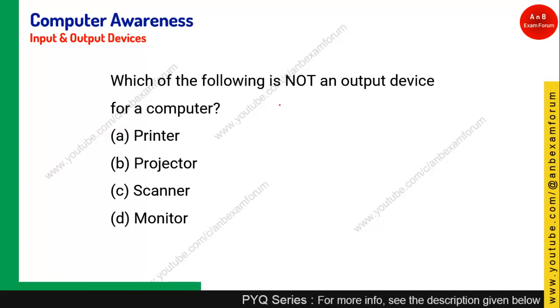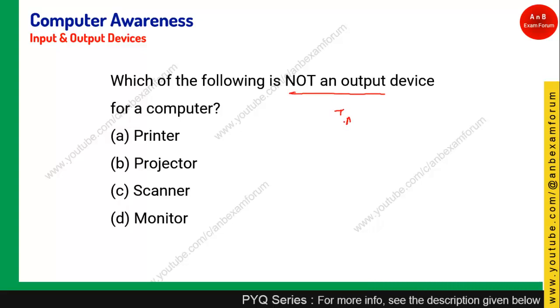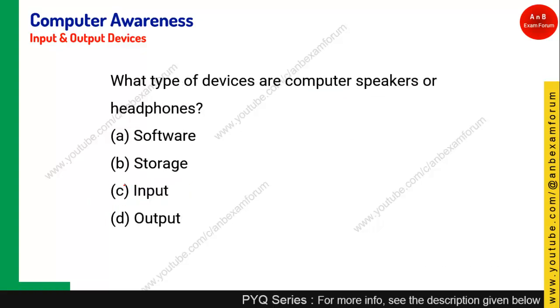Coming to the next question, which of the following is not an output device for a computer? Not an output device means which of the following is an input device. As you know, we have seen a lot of questions on scanner, and scanner is an input device. Remember, students make a mistake on this, so option C for this question is the right answer.